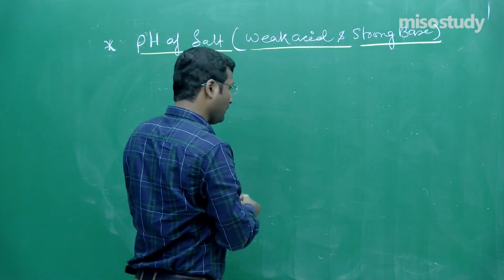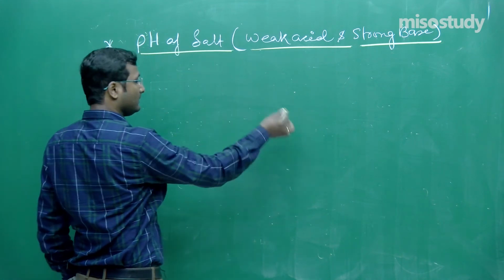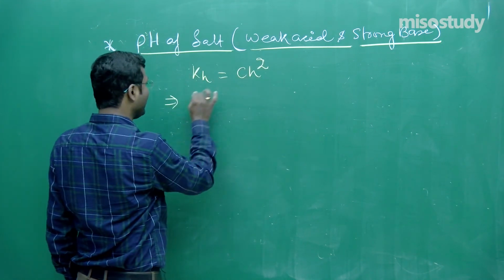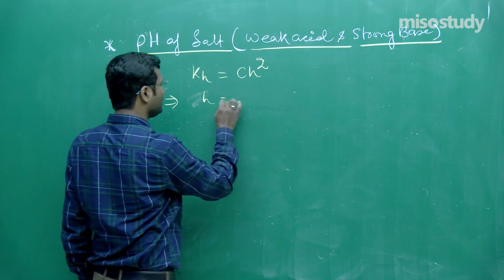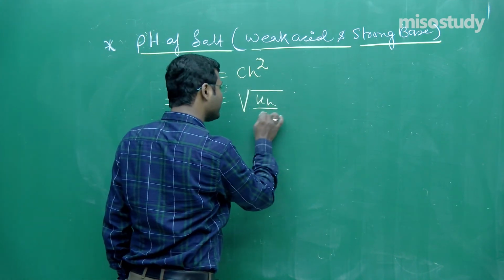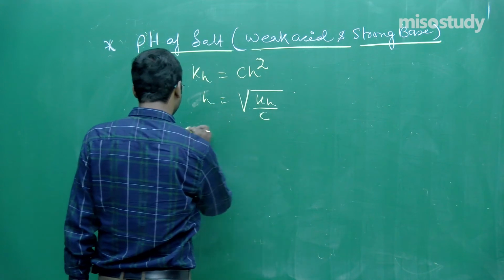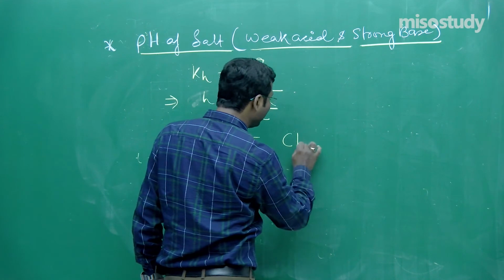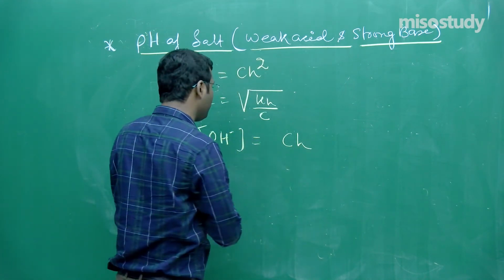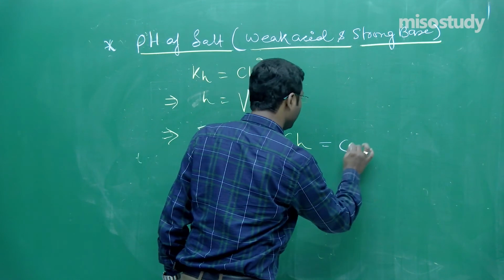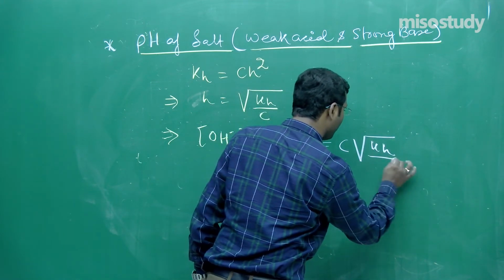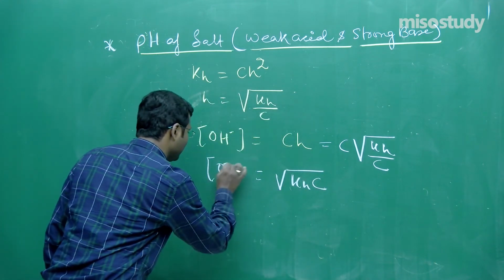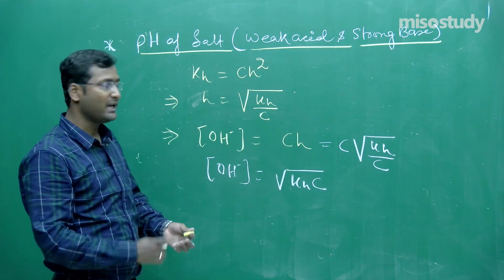Now, what is the case? Now you can write KH is equal to CH square. So H is equal to, very simple, root under KH upon C. Okay friend, now as we know, the concentration of OH minus ion is equal to CH, or you can say C alpha. It is very simple. You put this value: C root under KH upon C. So the expression is root KHC. Okay friend, this is the concentration of OH minus in terms of KH and C.